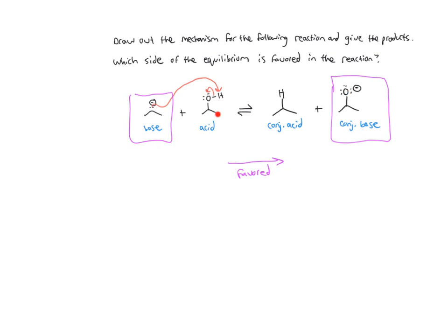Another way of saying that is this acid is going to be stronger than this one if we are comparing two different acids. But in this case, the equilibrium favors the more stable conjugate base, which is going to be on that right-hand side.